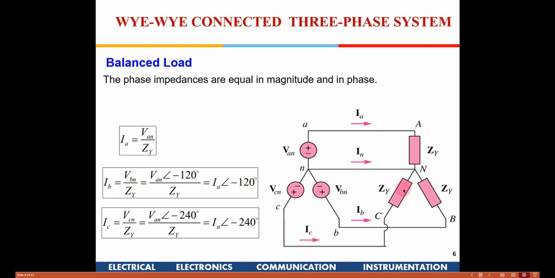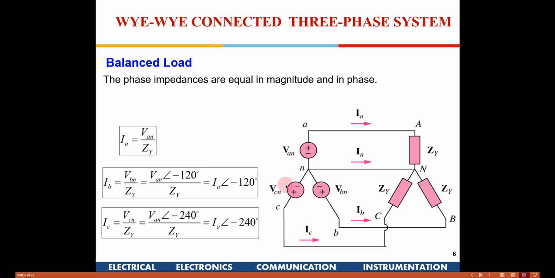That means the magnitudes of the three currents will also be the same, and they will be lagging. IB will be lagging IA by 120 degrees, and IC will be lagging IA by 240 degrees. So these three currents also will be spaced 120 degrees apart. But VAN and IA are not necessarily in phase. That depends on the impedance. If it's a pure resistance, then the voltage and the current will be in phase.